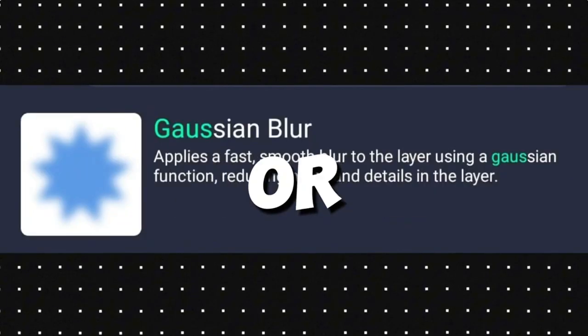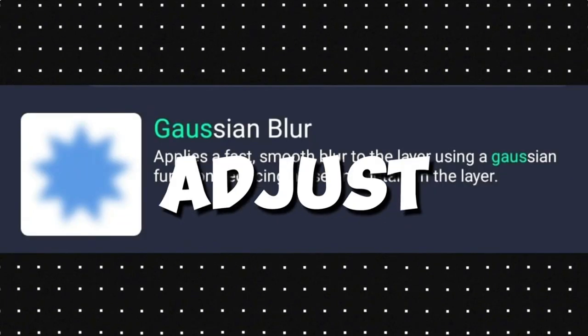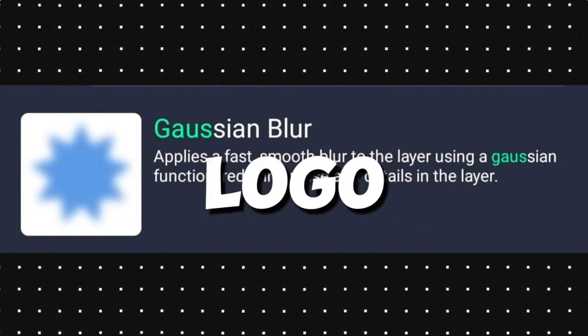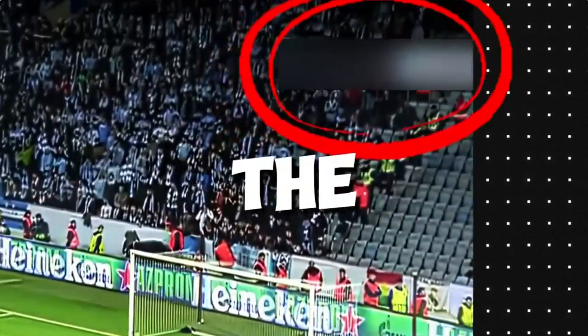In Alight Motion or CapCut, use the blur tool and adjust the opacity around the scoreboard or logo until it's no longer recognizable. Make sure the blur is consistent throughout the clip to avoid detection.